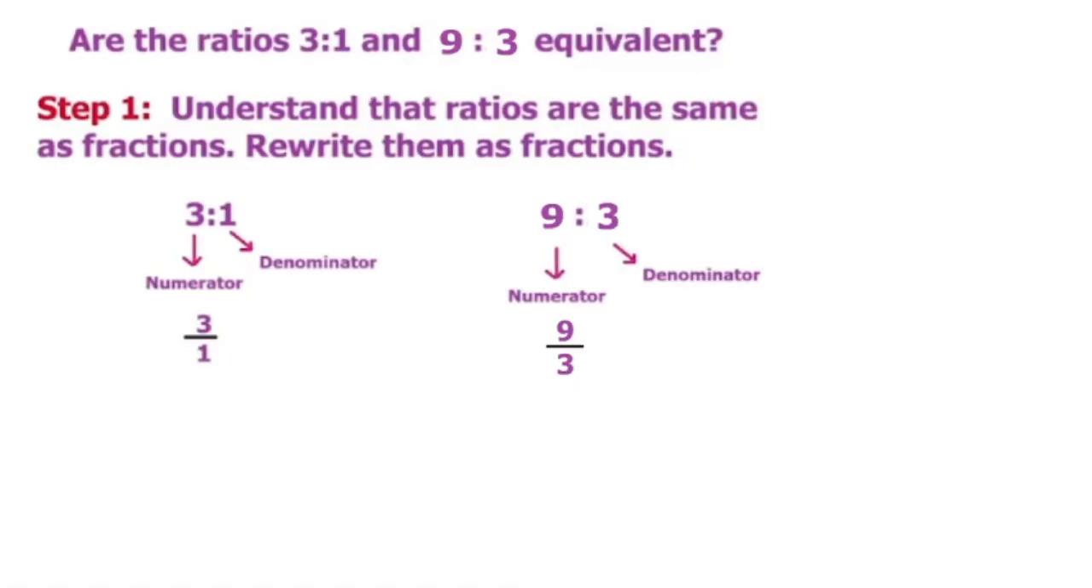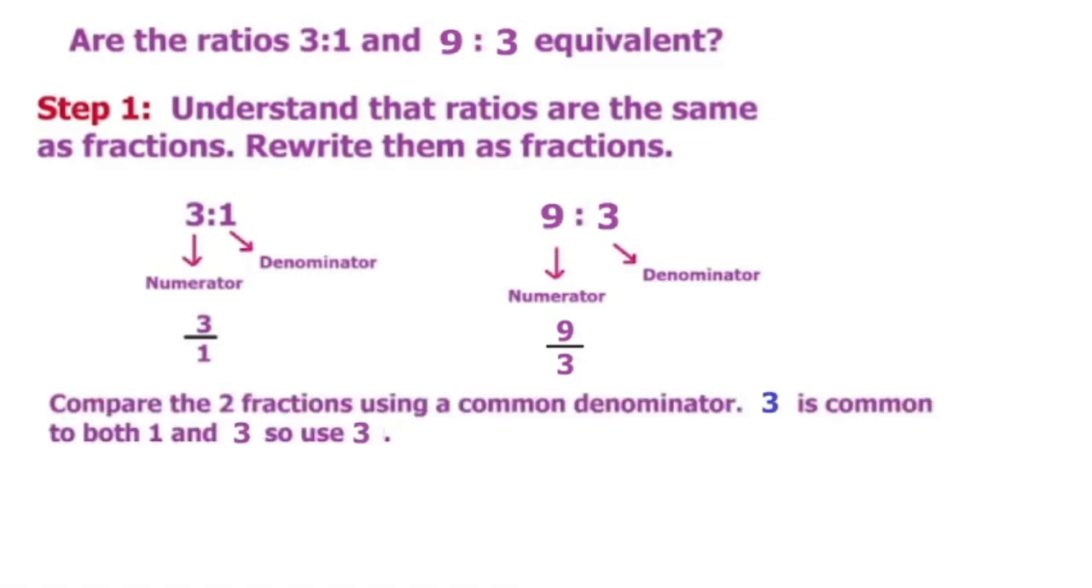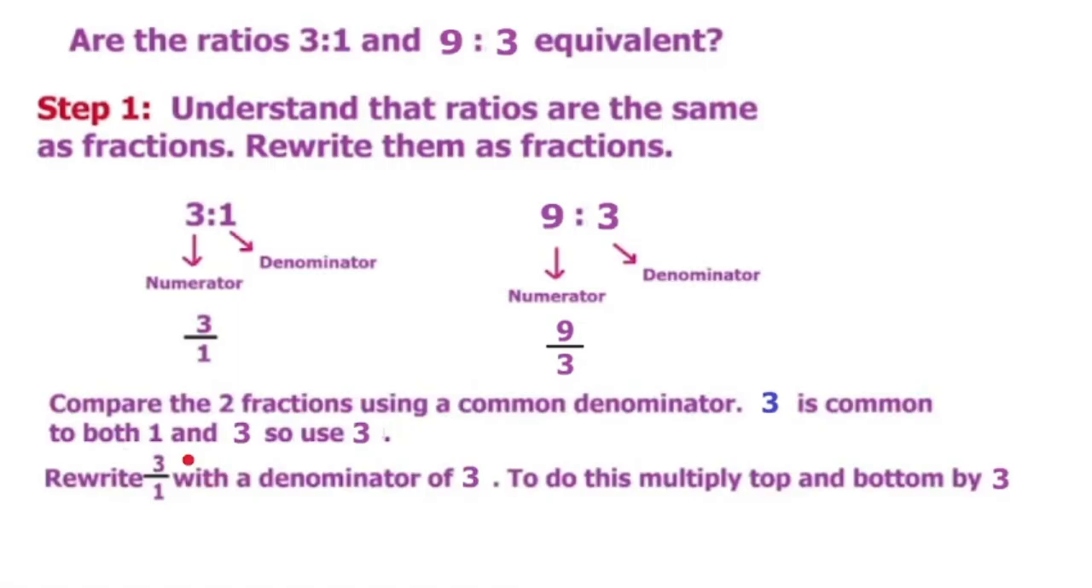So now we can compare the two fractions using a common denominator. So 3 is common to both 1 and 3, so we're going to use 3. So now we can rewrite 3 over 1 with a denominator of 3. Okay, and to do this, let's take a look at it. What do you multiply 1 by to make it equal to 3? Well, you multiply it by 3.